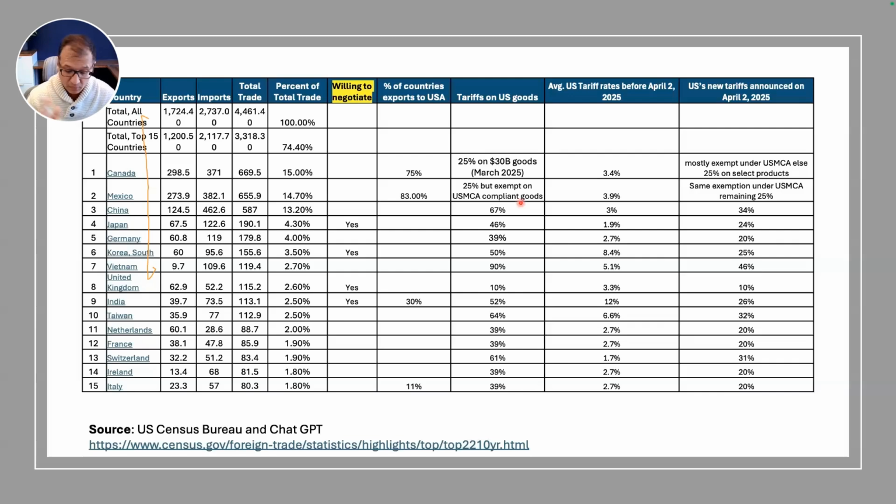So these countries posed the following tariffs on US goods, and these are tariffs before this announcement from President Trump. While China was charging 67% tariff, the US was only charging them 3%. In the case of Japan, they were charging 46%, and the US was only charging them 1.9%. Germany, 39%, and the US was charging them 2.7%. And the list goes on and on. Vietnam was charging 90%, whereas the US was only charging them 5.1%.